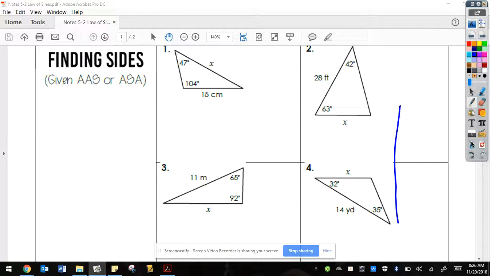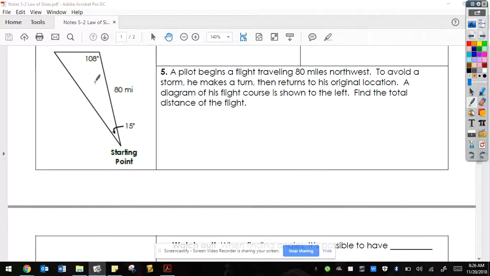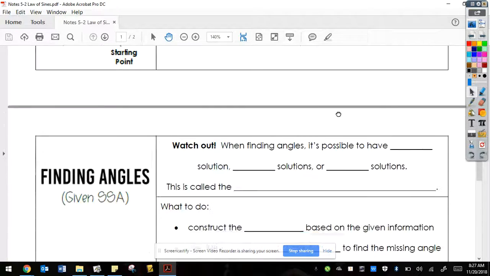Then for number 5, we have a pilot. He travels 80 miles northwest, then he makes a turn, and then he returns to his original location. So this is his flight path. We're going to find the total distance of the flight. Let's call this x and this y. So we have this angle right here. It appears that I've made a mistake on my own notes. So hold off on that question for just a bit, and let's go to the back.